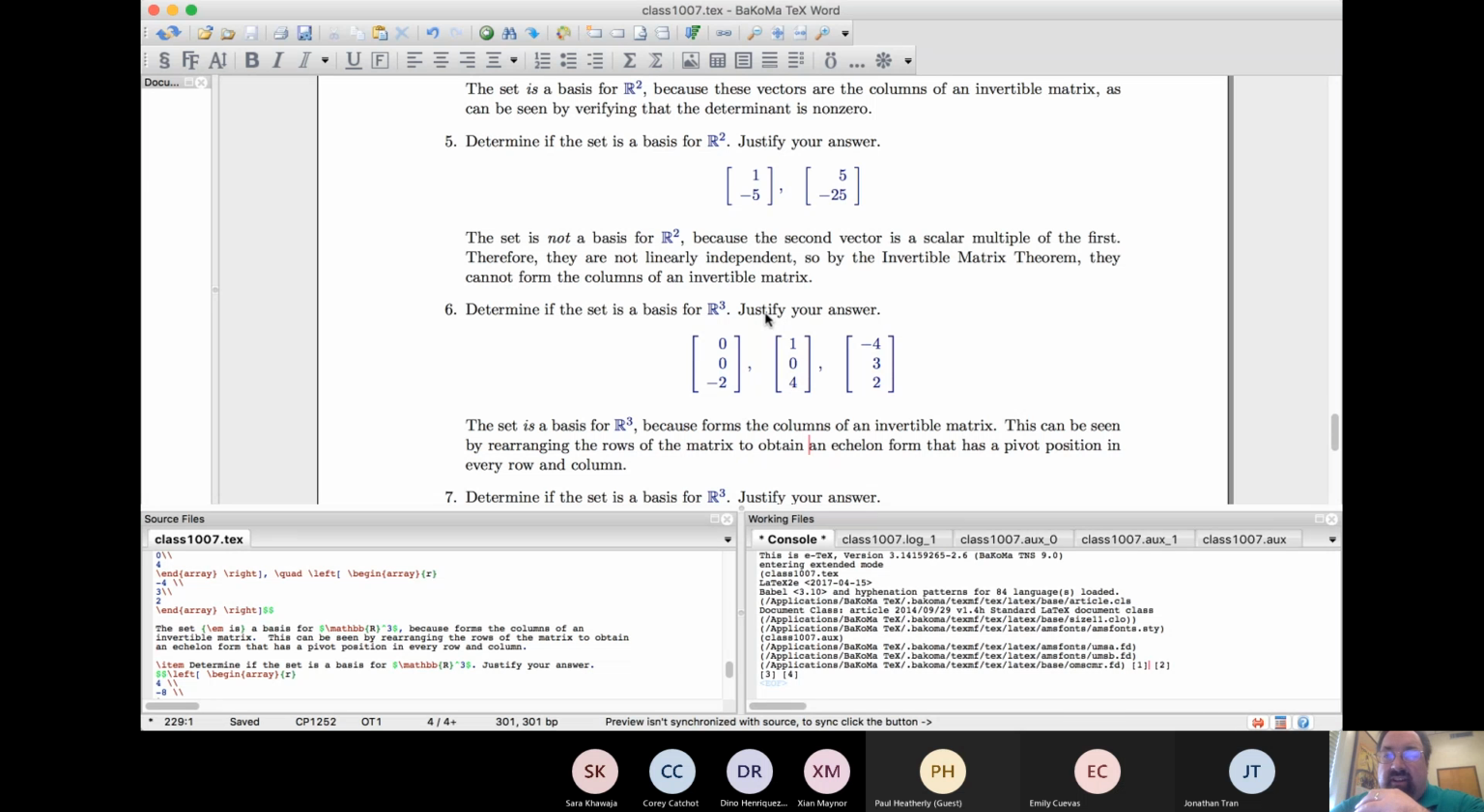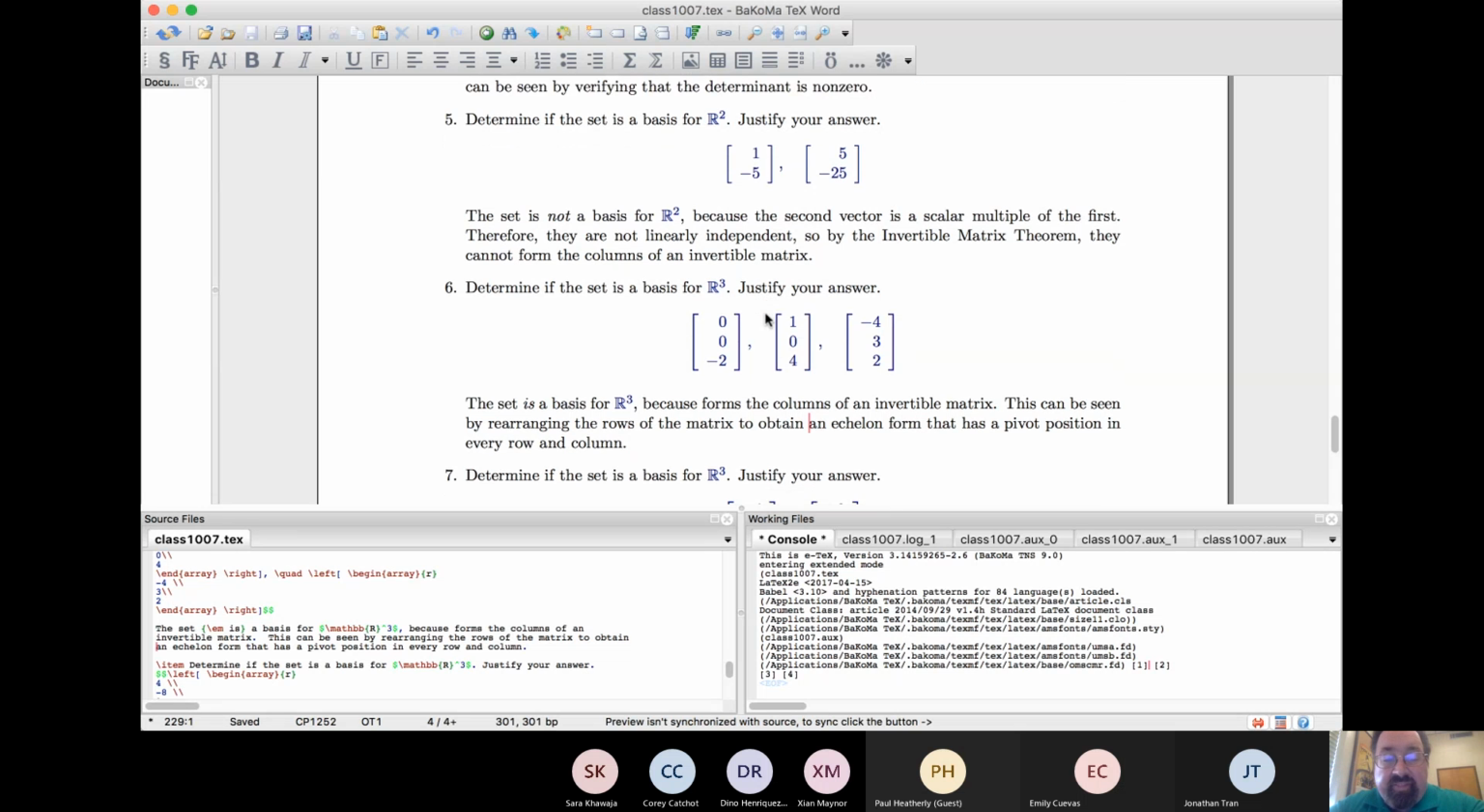Or you might see that maybe a vector is clearly the sum or difference of 2 other vectors. Again, a deal breaker. Because if you could express any vector in a set as a linear combination of other vectors, they're not linearly independent. So it wouldn't be a basis.